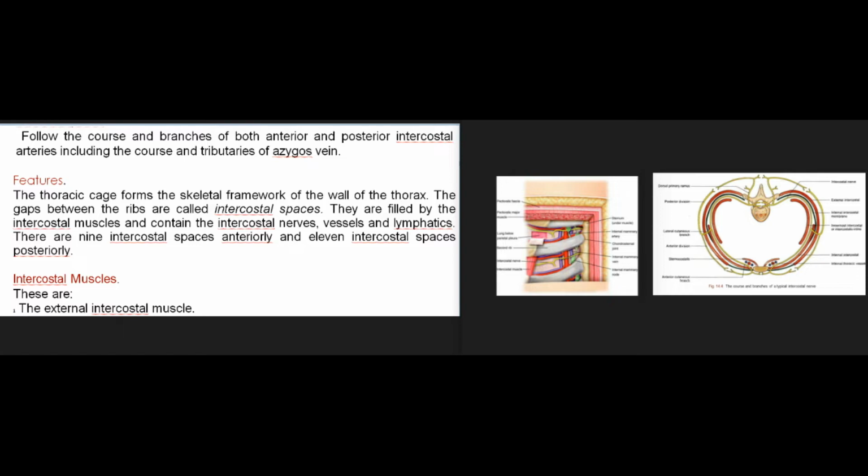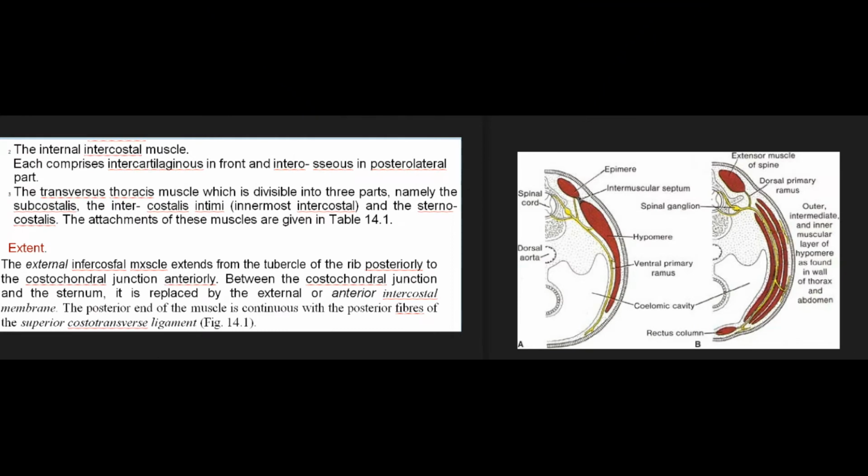Intercostal muscles. These are: 1. The external intercostal muscle. 2. The internal intercostal muscle. Each comprises intercartilaginous in front and interosseous in the posterolateral part. 3. The transversus thoracis muscle, which is divisible into 3 parts, namely the subcostalis, the intercostalis intimi, innermost intercostal, and the sternocostalis. The attachments of these muscles are given in Table 14.1.